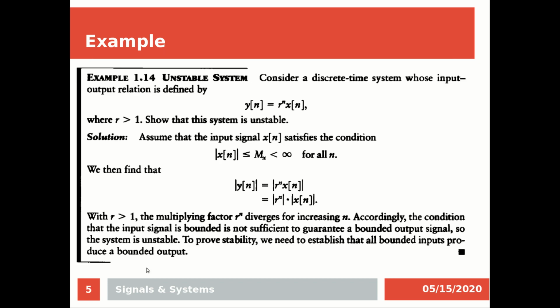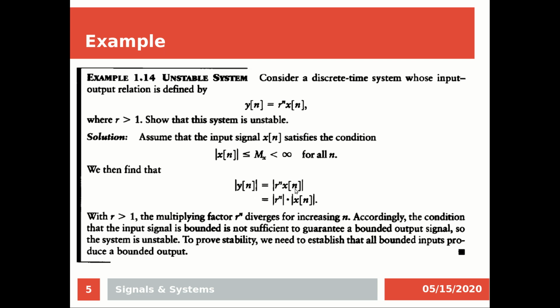Okay. Another example, about the unstable system. Let's say here we consider this system y of n equals r to the power n times x of n. Show me that it is stable or not. First I will assume that x of n, again the same idea, the same way, x of n is less than or equal to M of x, so I will assume that it equals M of x. Then I will apply that to y of n, the absolute value of y of n.